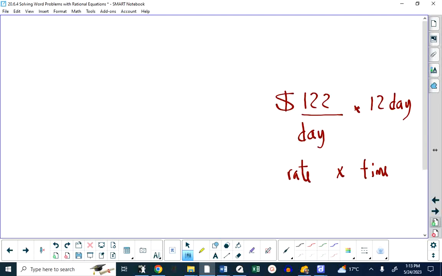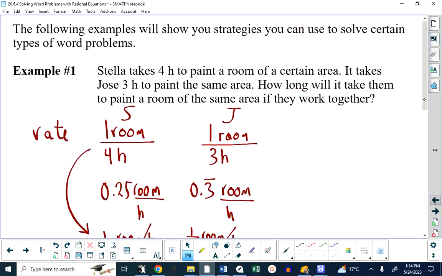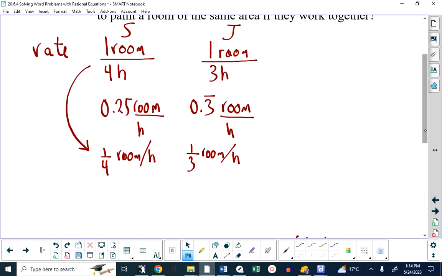Okay, what that means, going back to this problem, is that the rate at which Stella works multiplied by the time she works will give you how many rooms she paints. Okay? 1/4 times the time will be how many rooms Stella paints. If Stella painted, and let's just try something here, if Stella painted for 12 hours, and you put 12 here, 1/4 times 12 is 3.